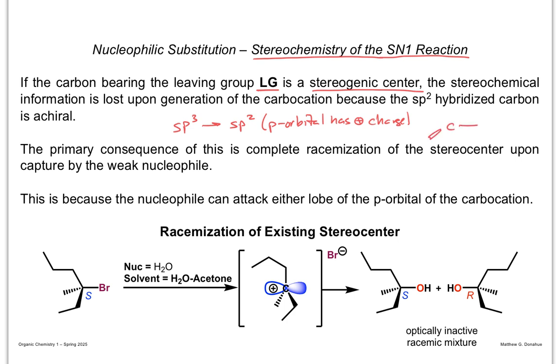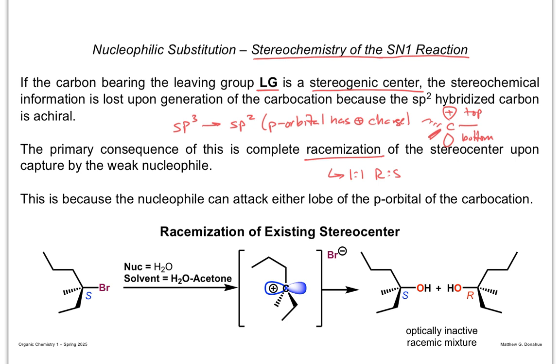So C, there's our carbon. It's trigonal planar. There's the p orbital. You have the top and the bottom lobes. The nucleophile can attack either of those equally. So if you're starting with a stereogenic center, the information's lost. The nucleophile can attack from above and below. That results in racemization. So racemization is a production of a one-to-one mixture of the R to S stereochemistry.